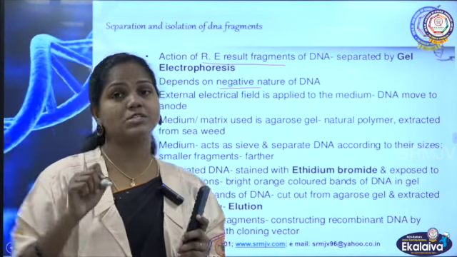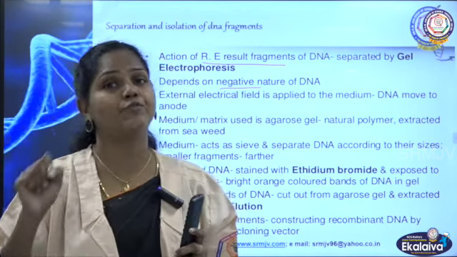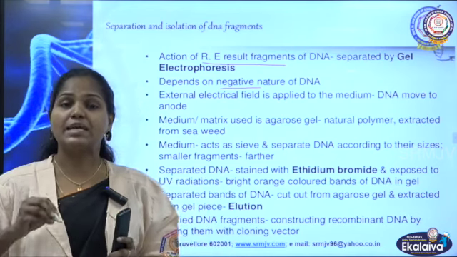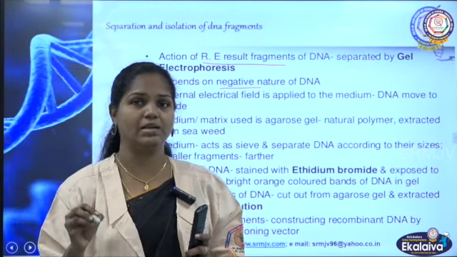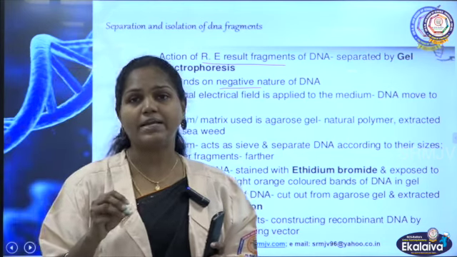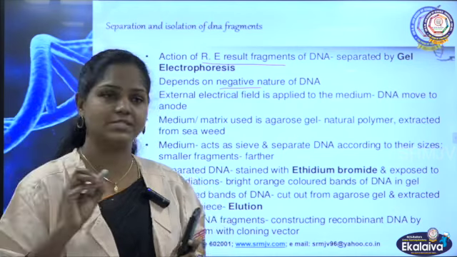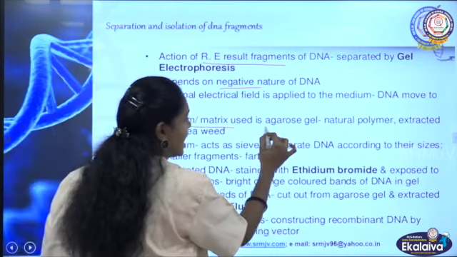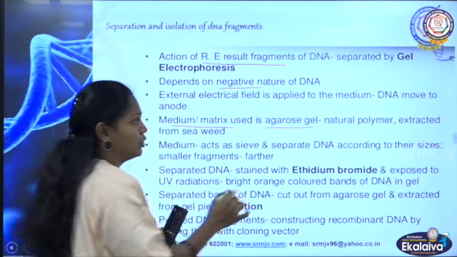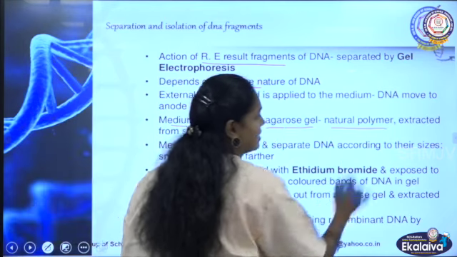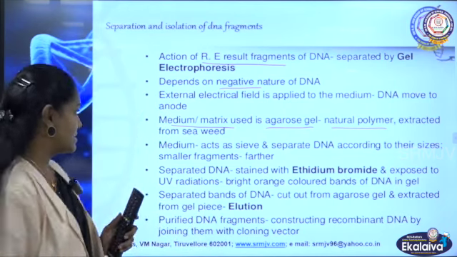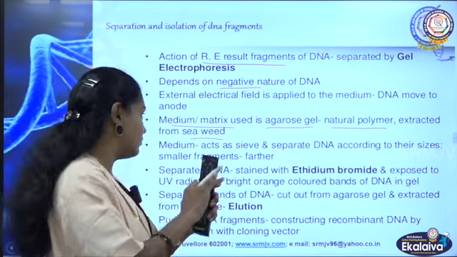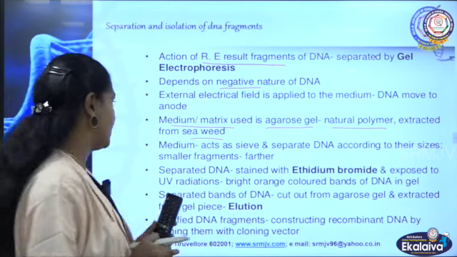That process is what we call electrophoresis, and we are going to do it using a gel called agarose gel. This technique we call gel electrophoresis. The medium we are going to use here is agarose gel, as I told you, and this agarose gel is a natural polymer extracted from seaweeds. Using that agarose gel, we are going to make our electrophoretic unit.